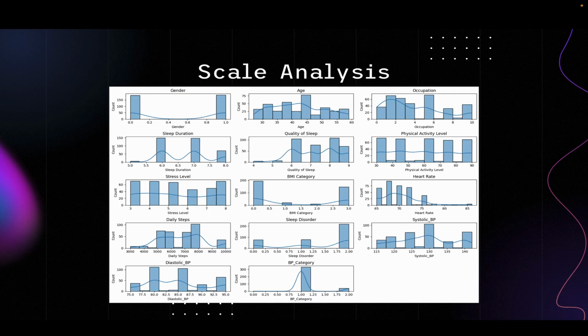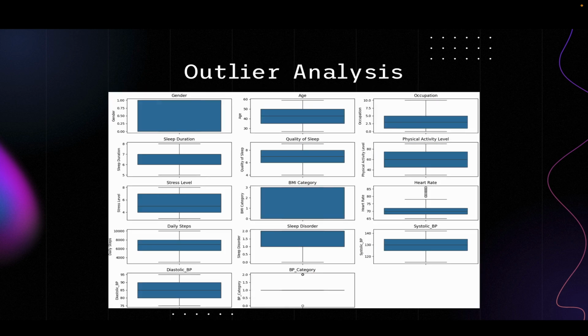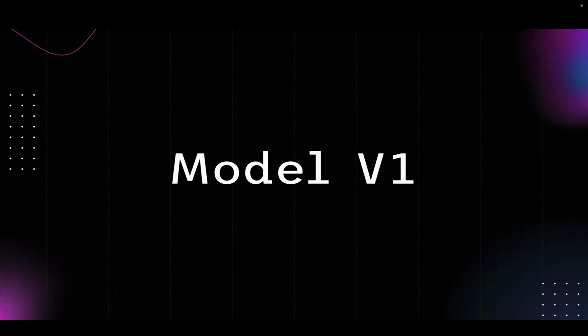Next, we looked at the scale of all the variables, and we could see that they were at very different scales. Thus, we normalized the data to put them on the same scale for better ingestion, and the distributions obviously stayed the same. Next, we looked at the outliers to see if there were any in the data. There were only really some in heart rate, and we decided to keep those in because they may have an effect on the sleep disorders. This brings us to our first iteration of the model.